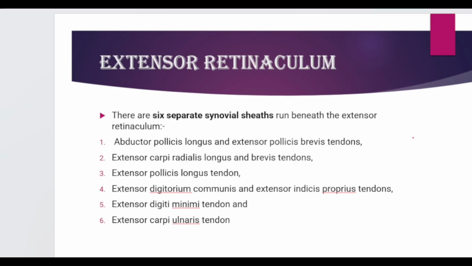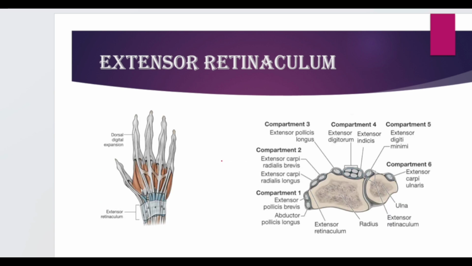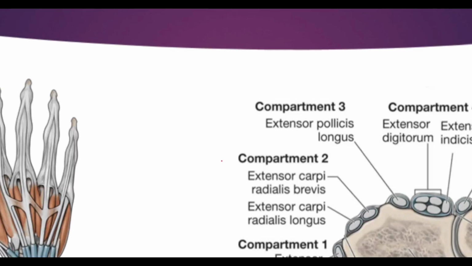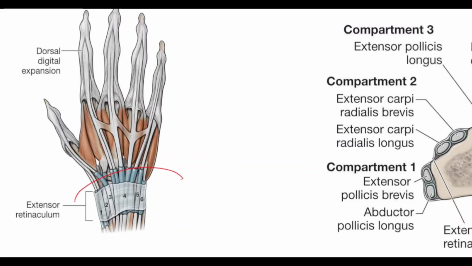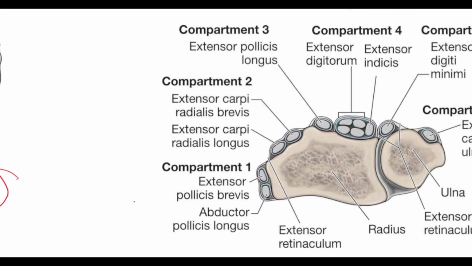Now let's study the extensor retinaculum, which is present on the dorsal side of the wrist joint. There are six separate synovial sheaths which run beneath the extensor retinaculum. First of all, we will learn it by the diagram only. This is the extensor retinaculum. Now we will learn compartment-wise.